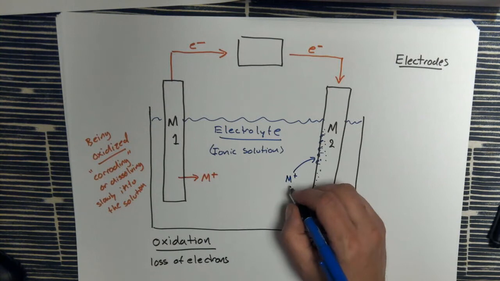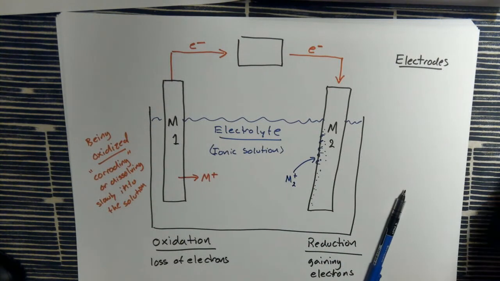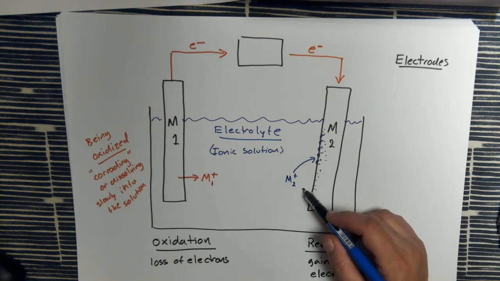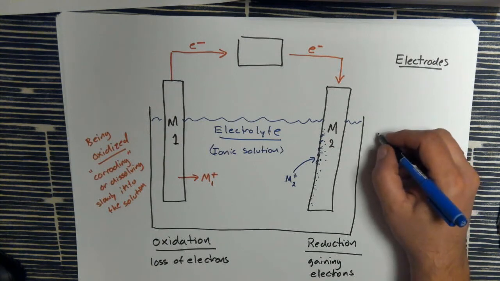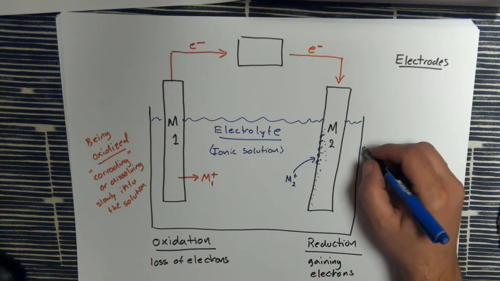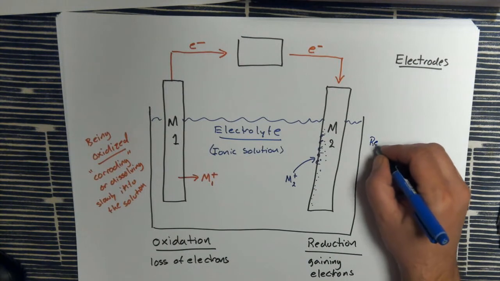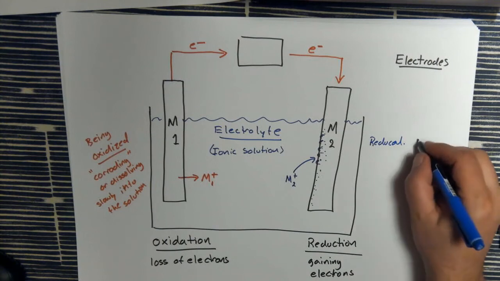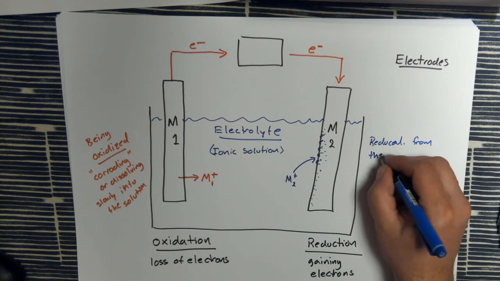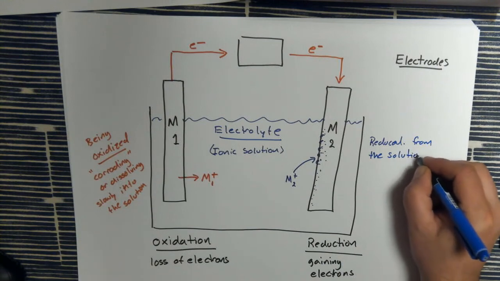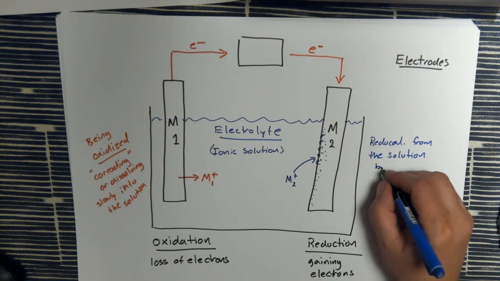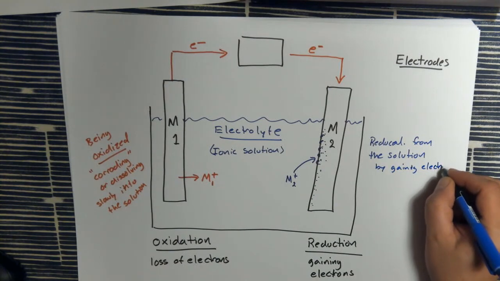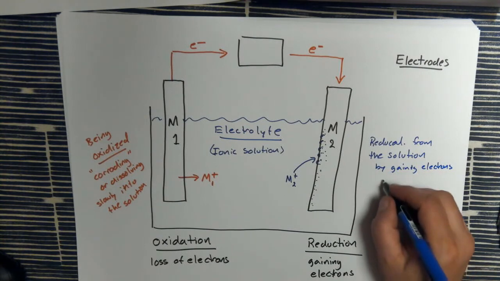So let's say that this is metal 2 and this is metal 1. What's basically happening is that these are being reduced from the solution by gaining electrons at the surface.